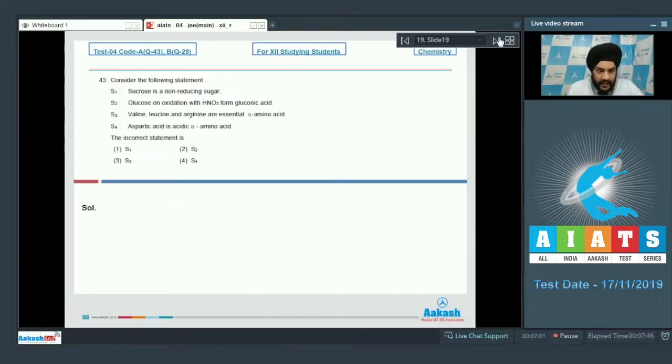Question number 43. Consider the following statements. So S1 says sucrose is a non-reducing sugar. This is a correct statement, students. Sucrose is non-reducing. If you talk about statement 2 now, students, glucose on oxidation with nitric acid forms gluconic acid. This is not correct, students. Glucose on oxidation with nitric acid forms glucaric acid or saccharic acid.